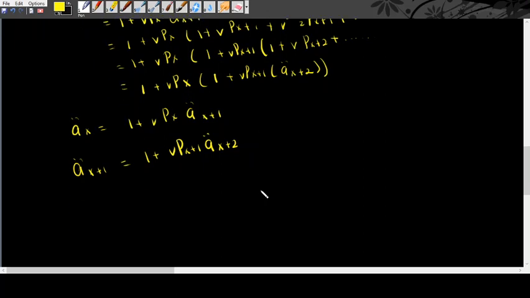If it is in the case of term insurance, you are going to get ä_x:n equals 1 plus vp_x ä_x+1:n-1. Here is n minus 1 because you are already deducting one term.